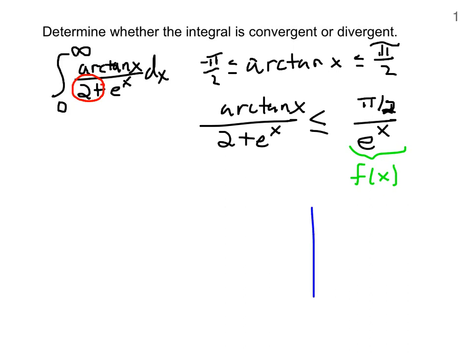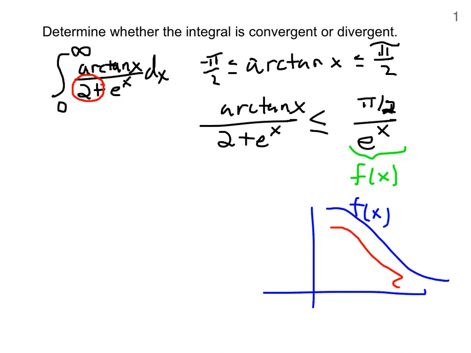We have the f of x function. We have the g of x function. Oops, sorry. The g of x function. If we can show that the area under f of x is convergent to some number, we don't have to know the number, as we go off to infinity, then the area under g of x will have to also be convergent. So let's deal with that.